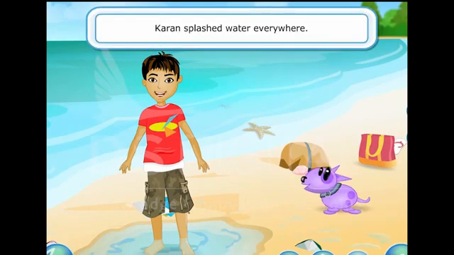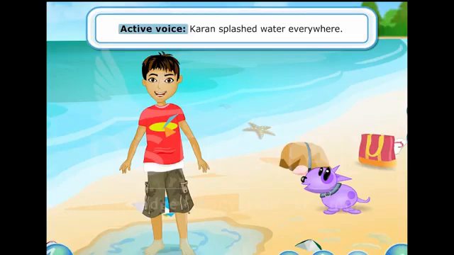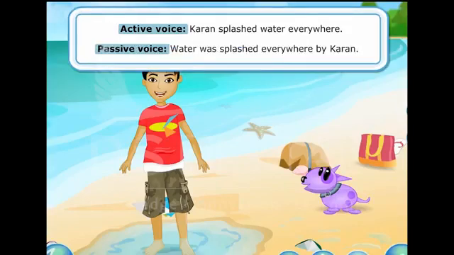Karan splashed water everywhere. This sentence is in the active voice. But how would you express this in the passive voice? Water was splashed everywhere by Karan. This sentence is in the passive voice. Both these sentences tell us that Karan splashed water everywhere. In both sentences, the action is the same, of splashing water.